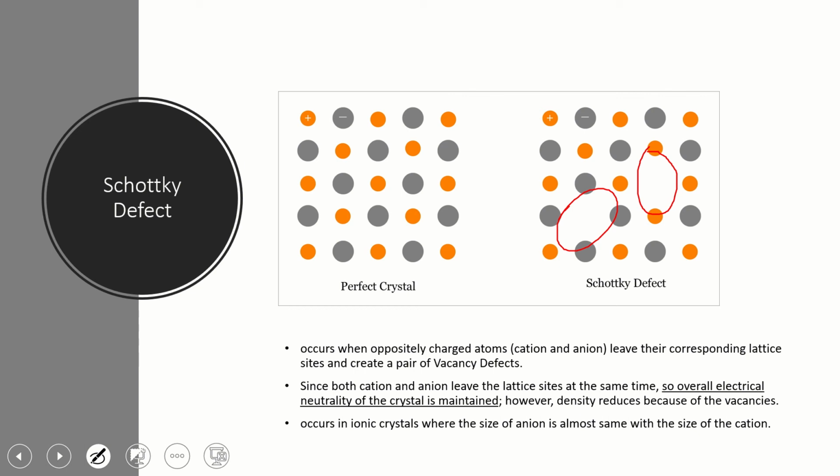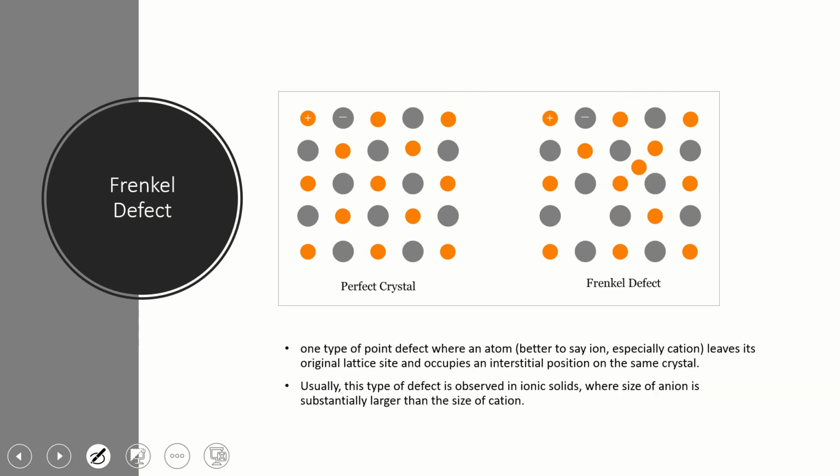It occurs in ionic crystals where the size of the anion is almost the same as the size of the cation. That's very important right here. The next category is the Frenkel defect, which is a type of point defect where an atom, better to say an ion, especially a cation, leaves its original lattice site and occupies an interstitial position in the same crystal. So right here we see the Frenkel defect. And why does it say especially cation? Because cations are smaller and more able to go from their original lattice sites to the interstitial position, which is not a lot of space for the anion, which is much bigger than the cation, to move. Usually, this type of defect is observed in ionic solids where the size of the anion is substantially larger than the size of the cation.